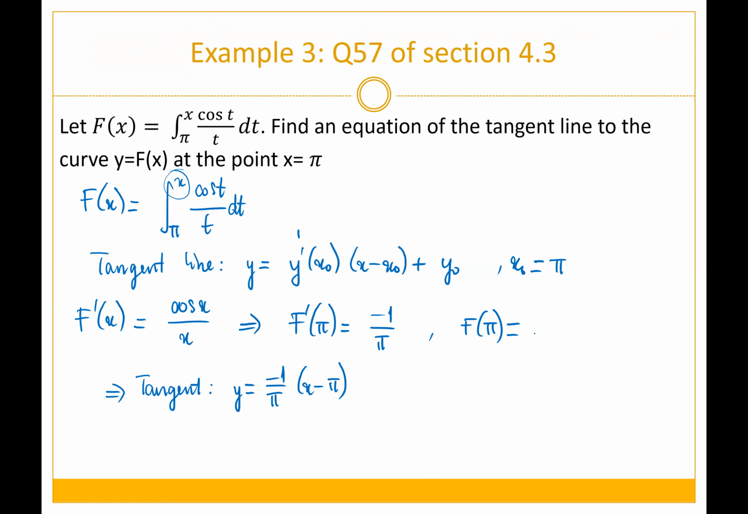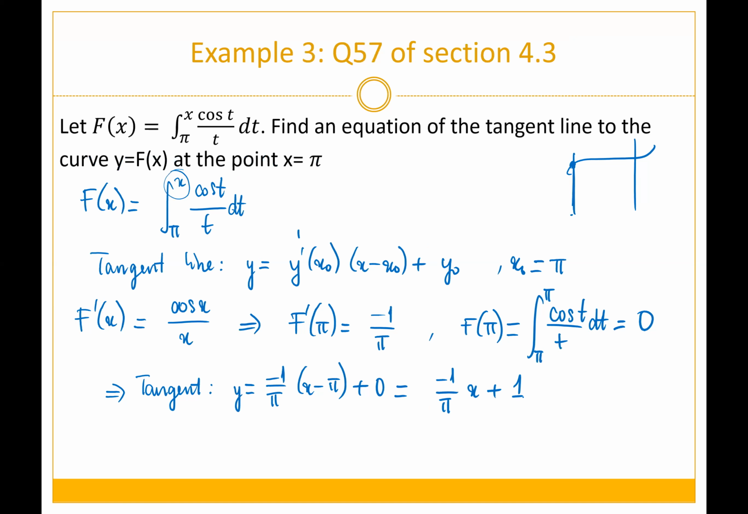It's going to be the integral from pi to pi of cosine t dt. And as we mentioned last week, the antiderivative, when we take it, is basically the area under the curve. And so if you have the area under just one single point from pi to pi, the area is 0, because it's essentially just a line and it doesn't have an area, so it's 0. Therefore, we have 0, and so our tangent equation is going to be negative 1 over pi multiplied by x plus 1, and that is the equation of our tangent line.